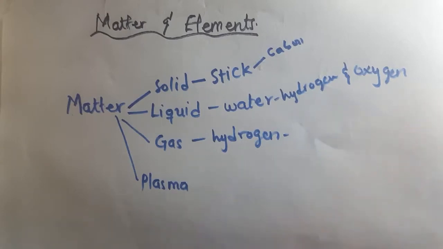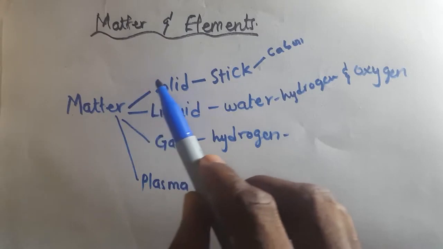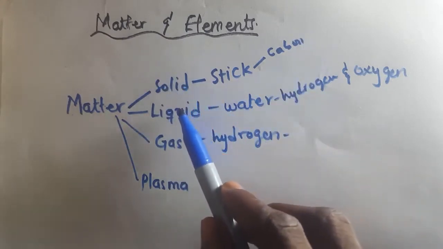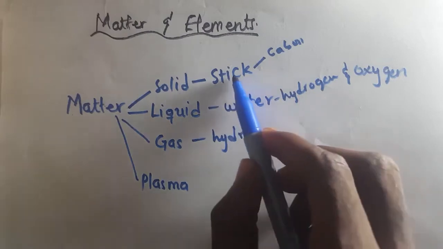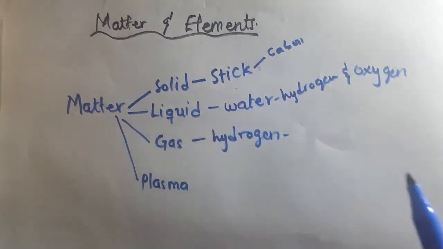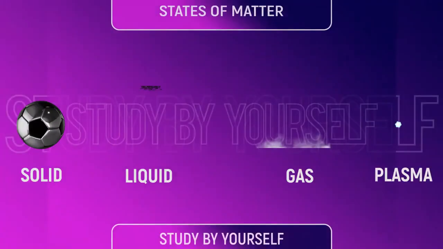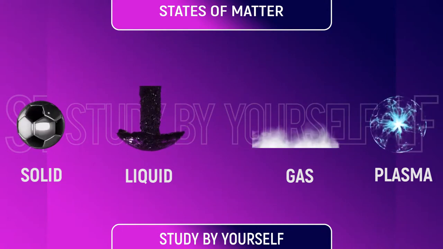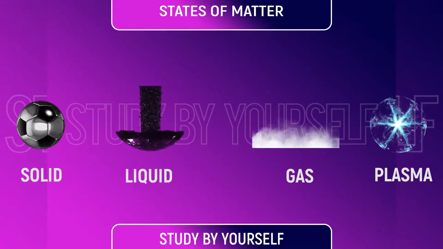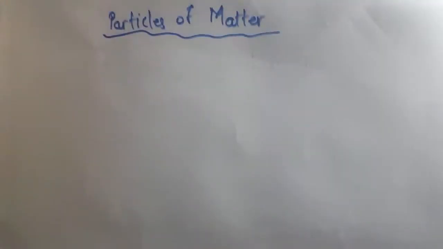One thing I would say is that elements are made up of the same type of atoms. Yes, elements are made up of the same type of atoms. So you have matter, the three states of matter: solid, liquid, and then gas. The next thing we are going to look at is the atom, which is a particle of matter: a particle of a stick, a particle of water, which is liquid, a particle of hydrogen, which is gas.